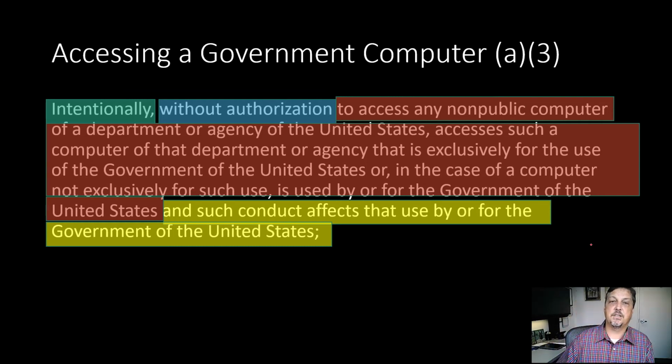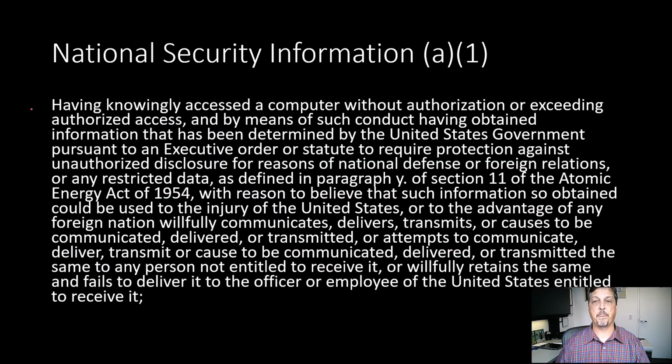Part A3 is the access to a government computer. So again, intentionally without authorization, access a non-public computer of the United States, and that conduct affects the use of the computer by the government of the United States. Why is this separated out from other access crimes? Because it will be a different level of penalty. In general, we're going to give a higher penalty if you're getting government information, because that can potentially affect national security.